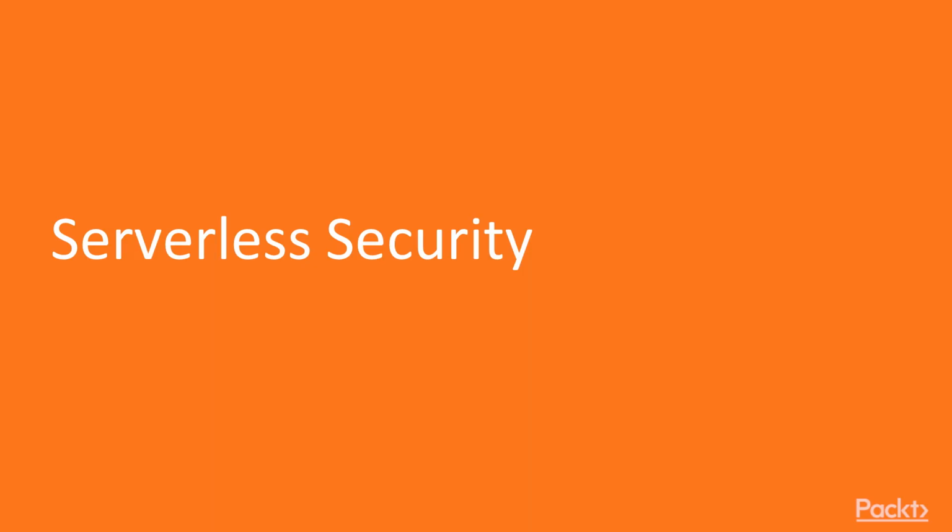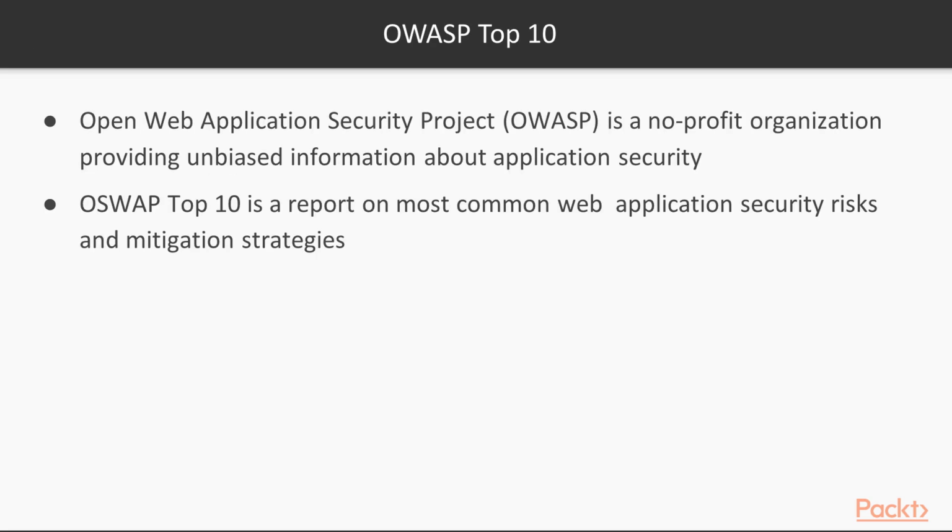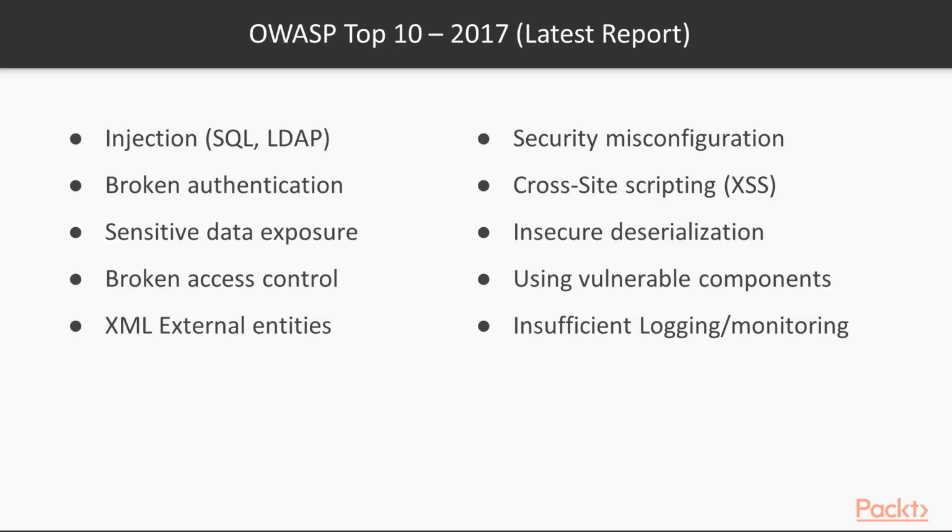Serverless security. In this video, we will discuss security in serverless application, understanding the difference from a traditional approach. When talking about security and services available online, we cannot ignore OWASP. OWASP is a non-profit organization providing information about application security. Every year, they publish a report with top 10 vulnerabilities in software application. This is the top 10 published in December 2017.